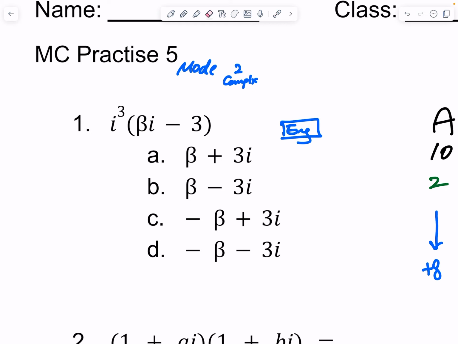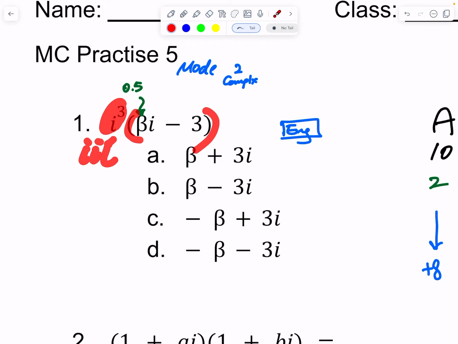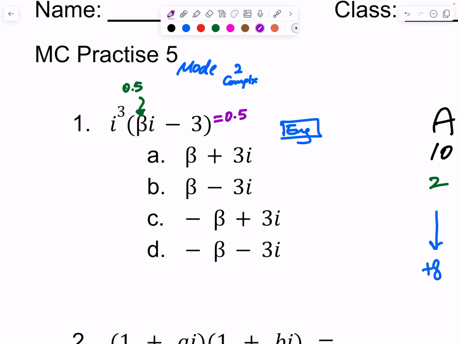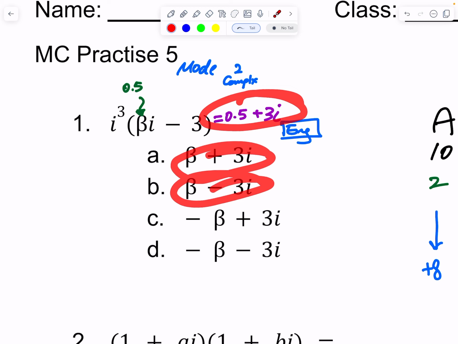Well, this is unknown, so you can replace any number with this. For example, I want beta to be 0.5. So when you click calculator, you do I bracket 0.5 I minus 3, and you should be able to get your answer as 0.5 plus 3I. This is your answer, and then you need to match with the options.